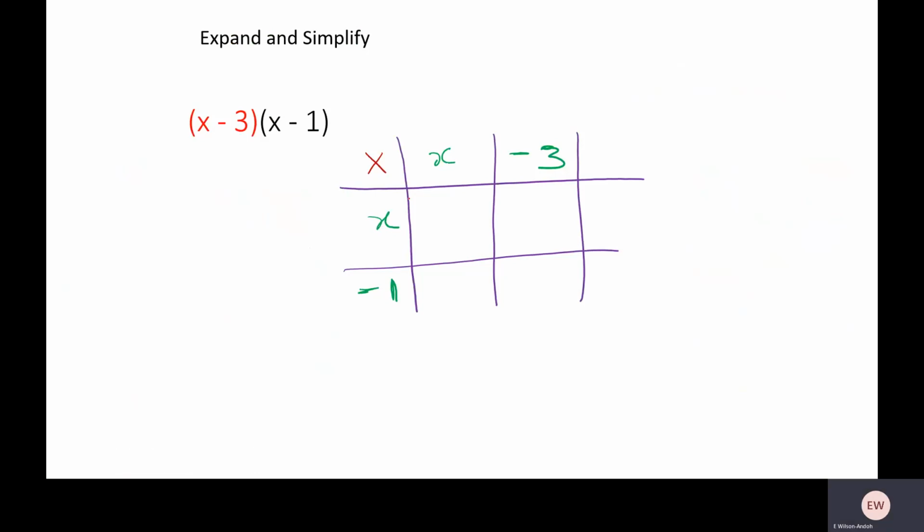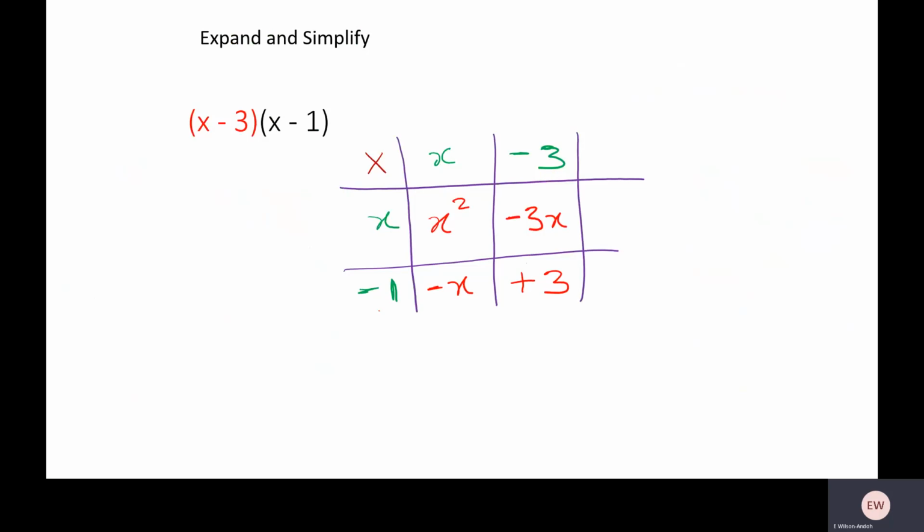So we have x times x. This will give us x squared. Then x times minus 3. This will give us minus 3x. Then we have minus 1 times x. This will give us minus x. And finally, we have minus 1 times minus 3. This will give us plus 3.